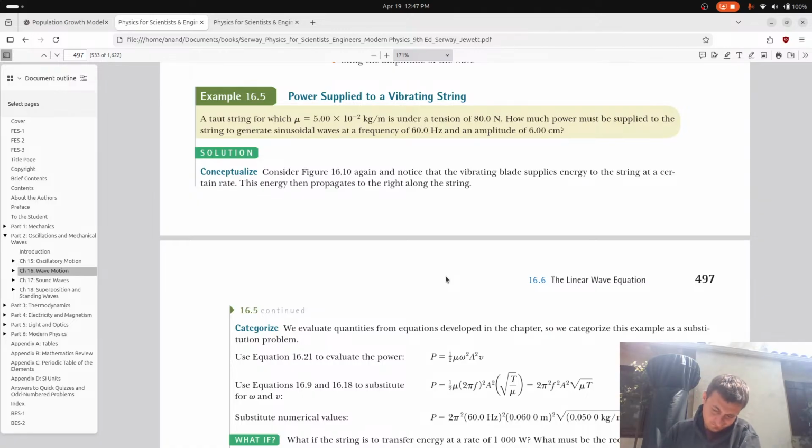And so then dm is just going to be mu dx, almost. And so then we're going to get dK is equal to 1/2 mu times, oh geez, okay, this is going to be a squared omega squared cos squared(kx minus omega t) times dx.